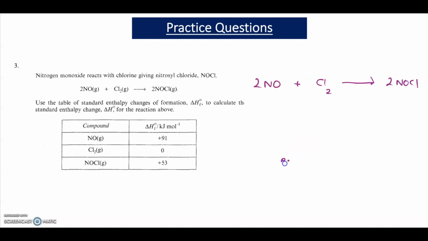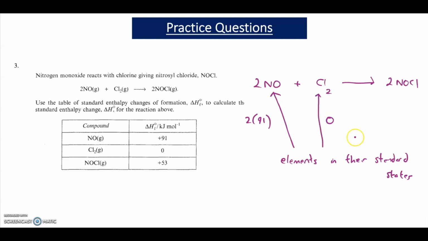And then because I've been given the delta HF values, that's the enthalpy change when you form 1 mole of a compound from its elements in their standard states. I'm just going to write elements in their standard states to remind me of this. And then I'm going to draw an arrow from this to everything in the equation. So I have 2 NO here, and I'm given the value for the delta HF to form 1 mole of NO, but I need to form 2, so it's 2 lots of 91.